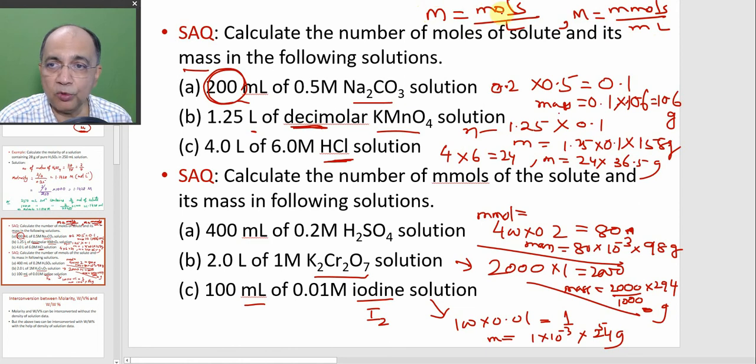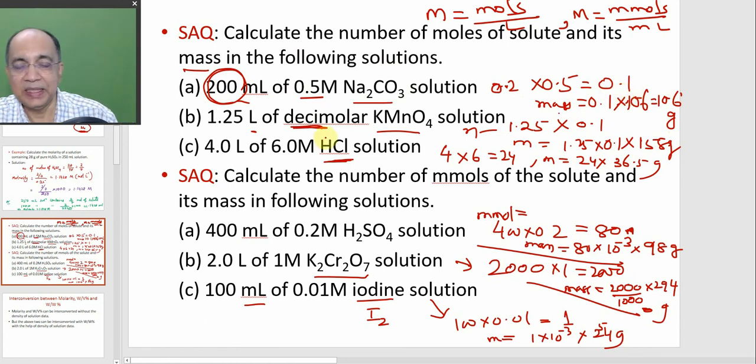So let us apply the mole method. The number of moles is equal to molarity into volume in liter. So molarity is 0.5 into volume in liter. Let us make it liter, 0.2. So 0.5 into 0.2 is 0.1. So 0.1 mole means 0.1 into its molecular mass, 106. So the answer is 10.6 gram.